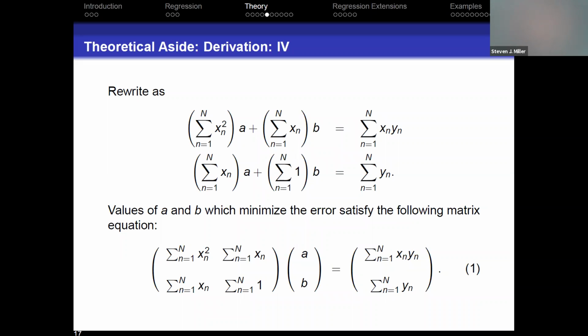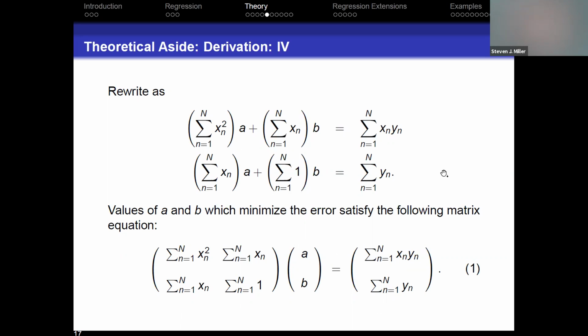So let's rewrite it a little bit cleanly. If we expand things out and move things over to the other side, we get the sum of xn squared times a plus the sum of xn times b is the sum of xn yn. And for the next one, we'll get the sum of xn times a plus the sum of 1 times b is the sum of yn.